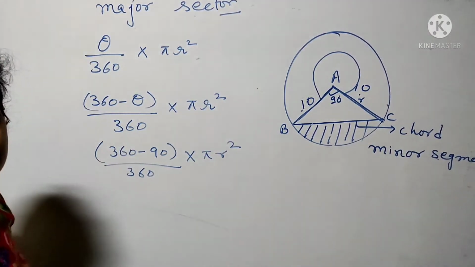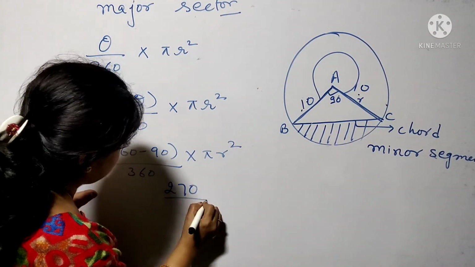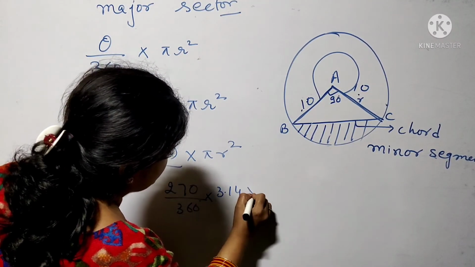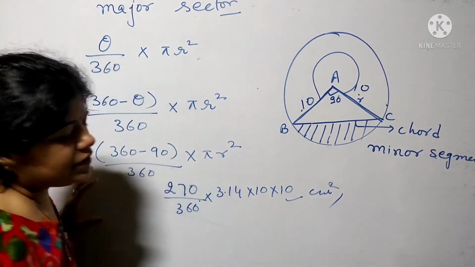I think now you can solve this question. That is 270 over 360 into 3.14 into 10 into 10. And now you can solve, you can easily get the answer.